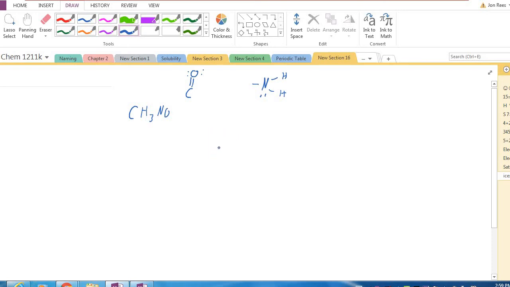And so let's go ahead and calculate the valence electrons here. So we have 4 valence electrons from the carbon. We have 3 hydrogens that have 1 each, and so there's 3. And the nitrogen has 5, and the oxygen has 6. Okay, so that's 7, 12, 18 valence electrons that I have to account for.